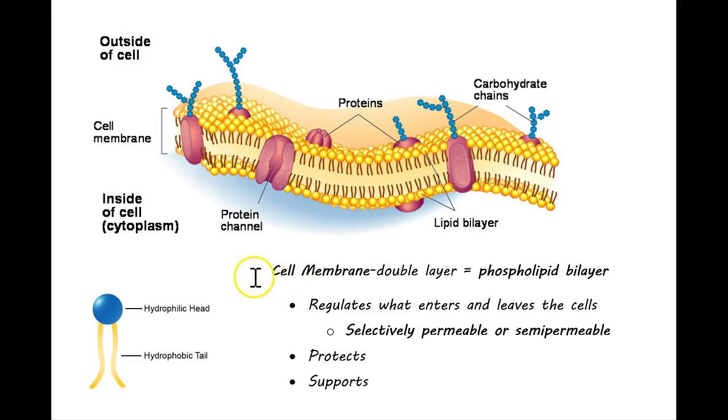The cell membrane, first of all, is a double membrane, and it's known as the phospholipid bilayer. The job of the cell membrane, and we're going to come back and talk about the phospholipid bilayer in just a minute, is that it's going to regulate what enters and leaves the cells. So in order to be able to regulate what enters and leaves the cells, it is called selectively permeable.